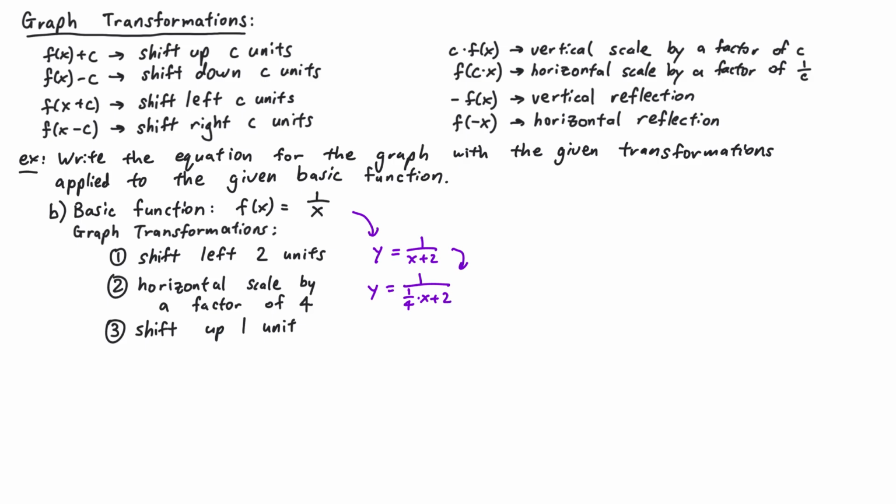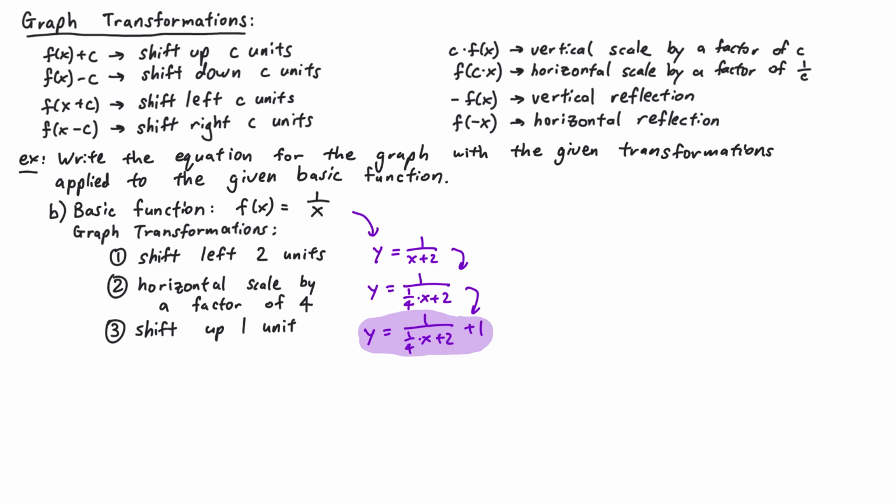Now, our last transformation is to shift up 1 unit. If we want to shift up 1 unit, we just take our formula and we add 1 at the end. So our equation now becomes y equals 1 over 1/4 times x plus 2, and then add 1 at the end. So this is the equation for the graph of the 1 over x formula with our 3 transformations applied.